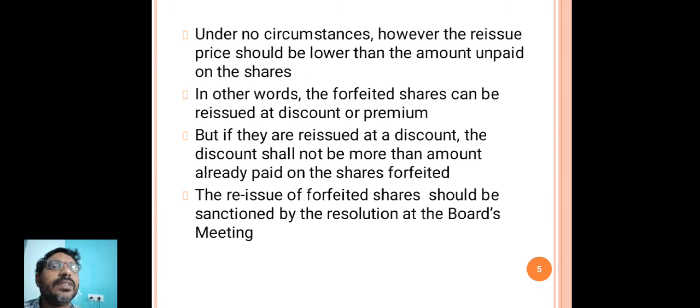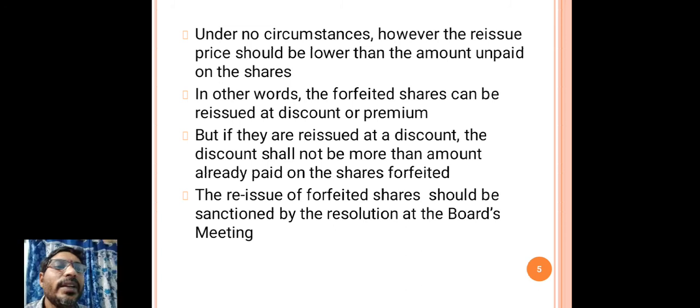In other words, generally all companies follow this: the forfeited shares can be reissued at a discount or premium. Part of the amount was already paid by the first allotted shareholders. So these forfeited shares can be reissued at a discount or premium, and the price should not be lower than the amount unpaid on the shares.